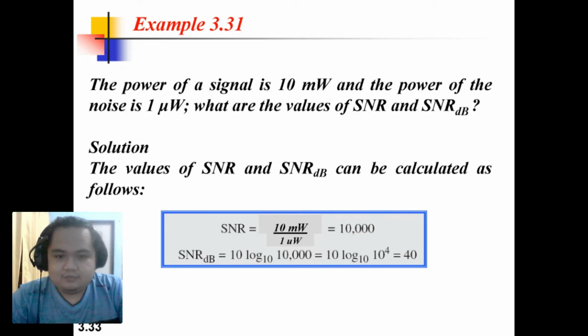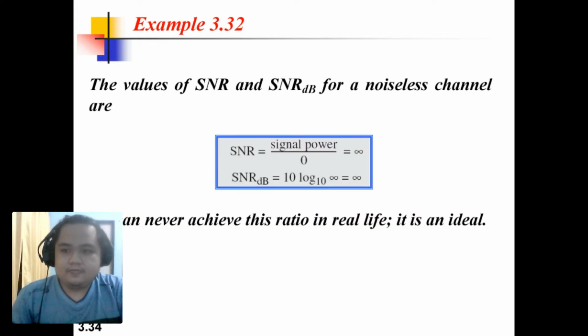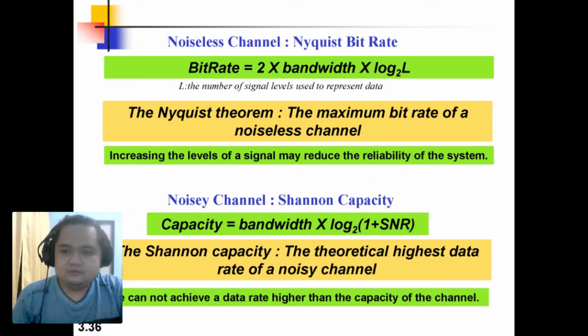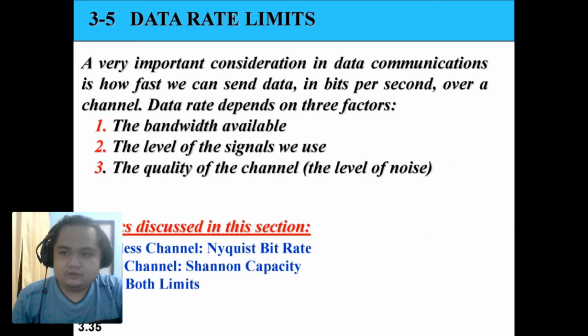This is an example of how to calculate SNR and SNR in dB. This is the value of SNR and SNR dB for a noiseless channel.